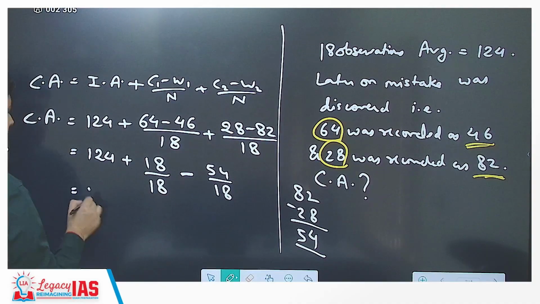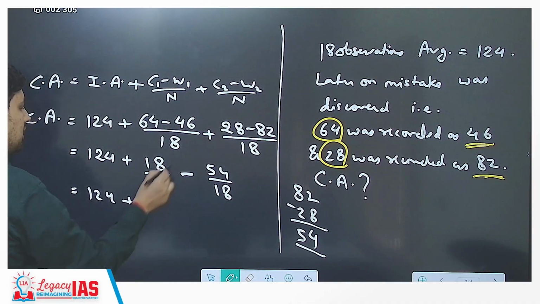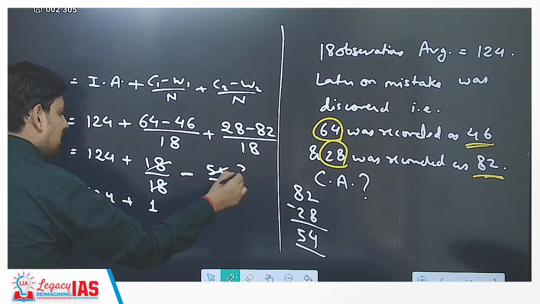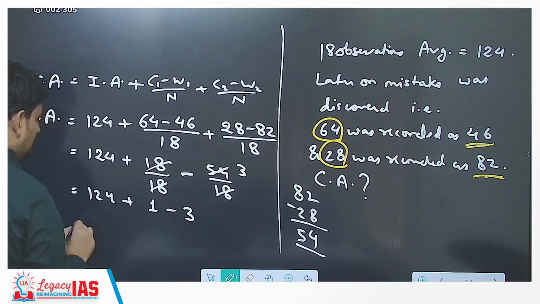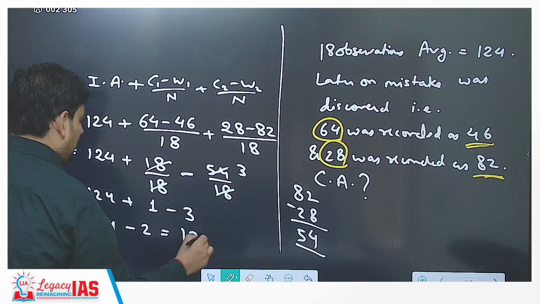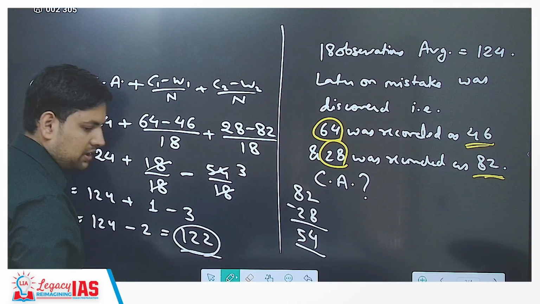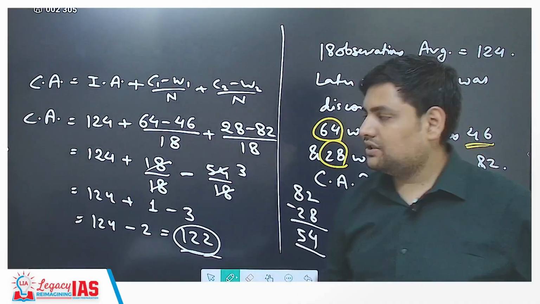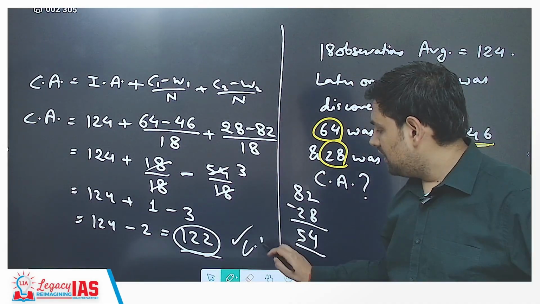Correct? What it came? 124. Now 18, 18 cancel. What you get? Plus 1. And 18 3s are 54, so minus 3. Ultimately what you get is 124 minus 2, that is 122 would have been the corrected average. Or that should have been the average in the first place. So this is the corrected average.